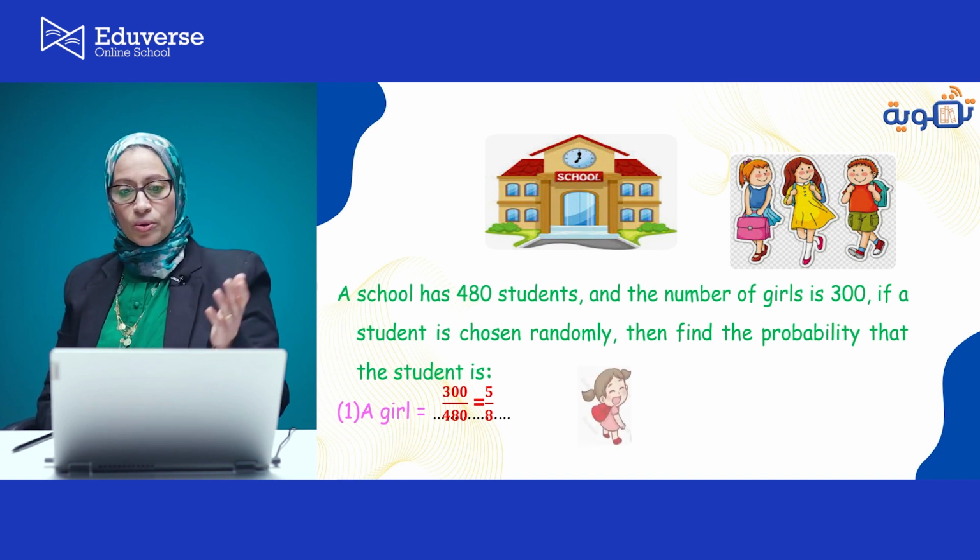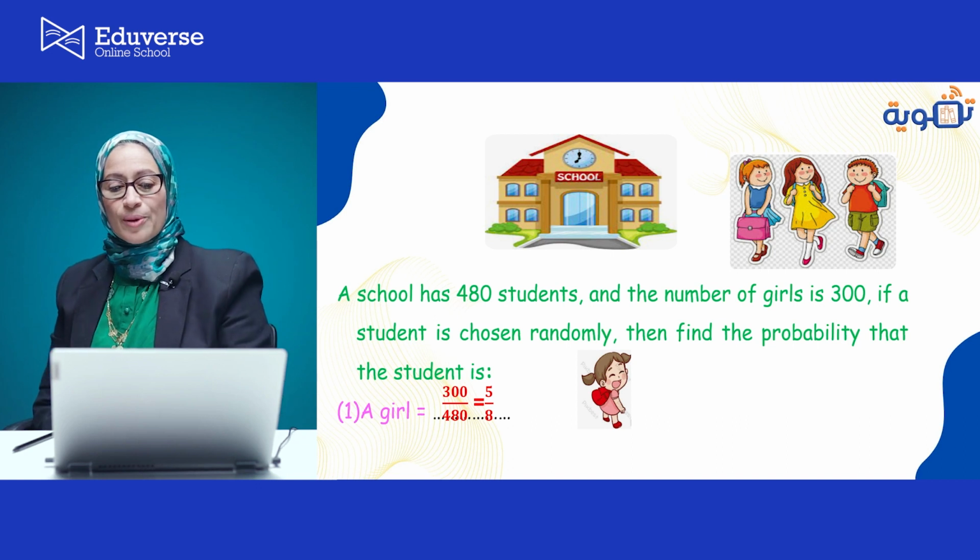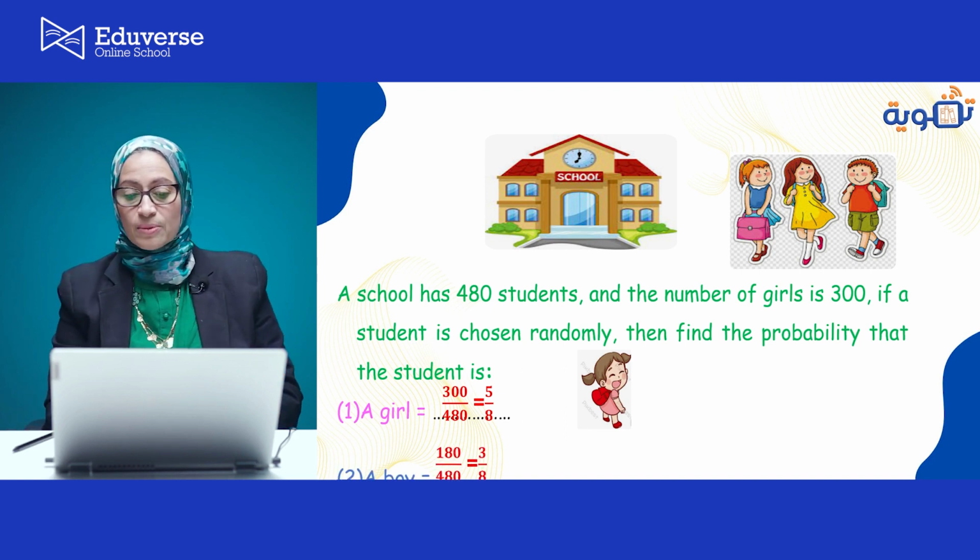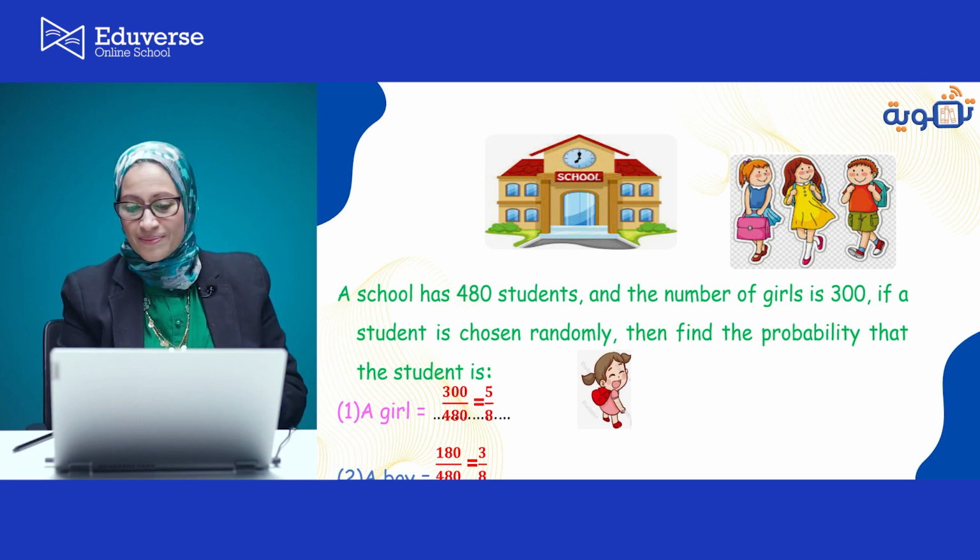Okay, what is the probability to get a boy? So we subtract 300 from 480. I will get 180 for the boys over 480. In the simplest form, it will be 3 over 8.